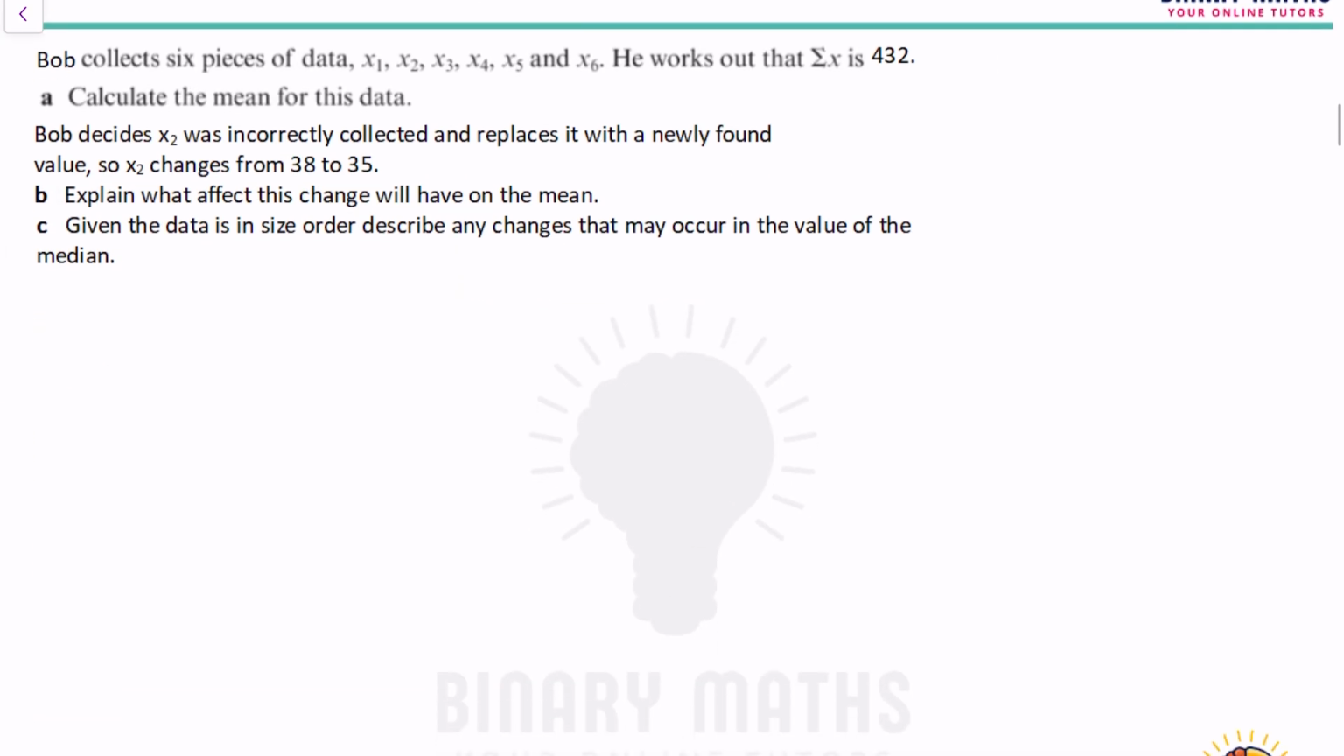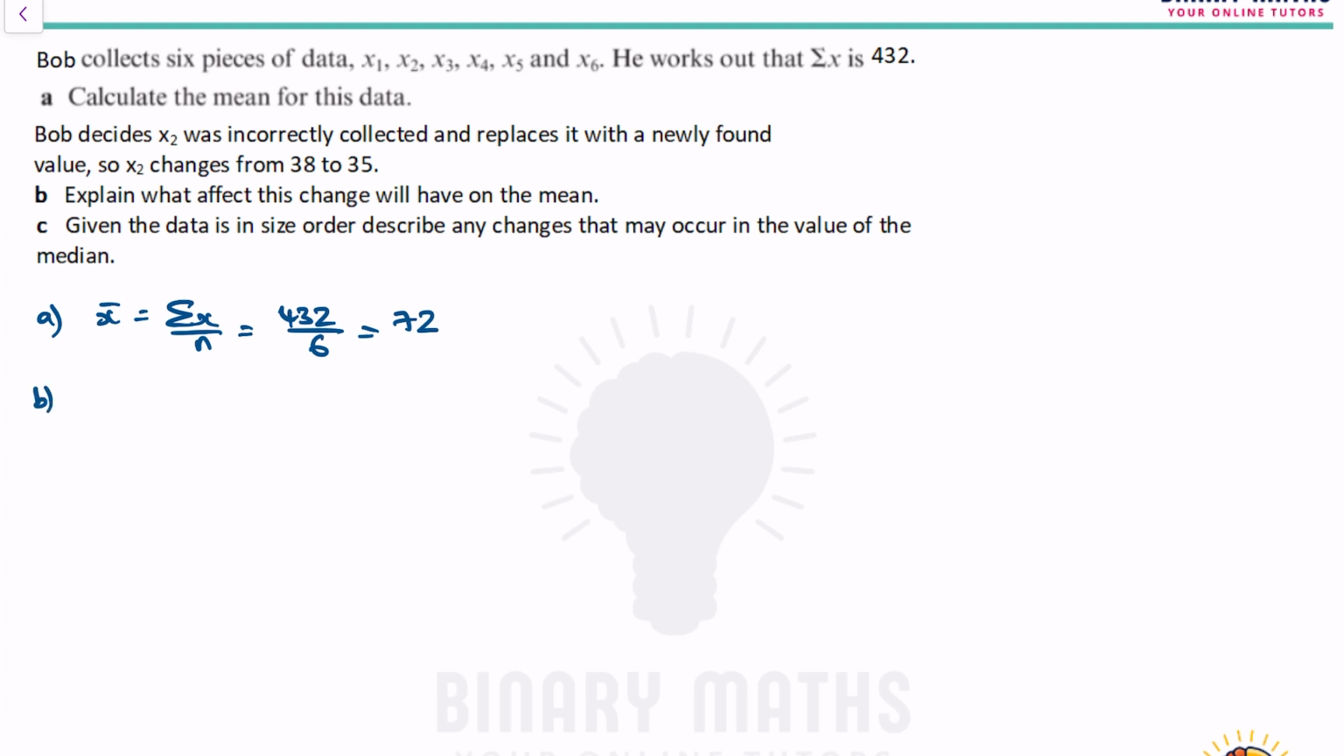Bob collects 6 pieces of data, x1, x2, x3, x4, x5, and x6. He works out the sum of x is equal to 432. Calculate the mean for this data. So the mean for this data is x bar is equal to sum of x over n, which is equal to 432 divided by 6, which is equal to 72.